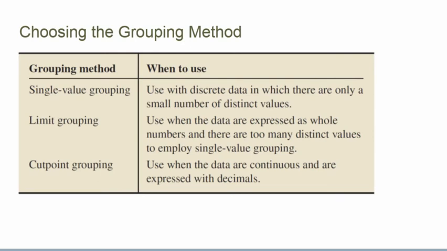Choosing the grouping method. So we have our different grouping methods and when to use them in the table. Single value grouping: use with discrete data in which there are only a small number of distinct values. Limit grouping: use when the data are expressed as whole numbers and there are too many distinct values to employ single value grouping. Cut point grouping: use when the data are continuous and are expressed with decimals.